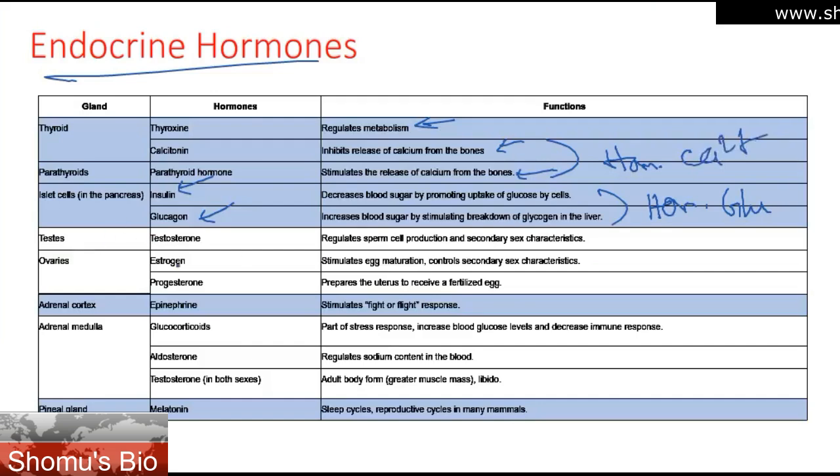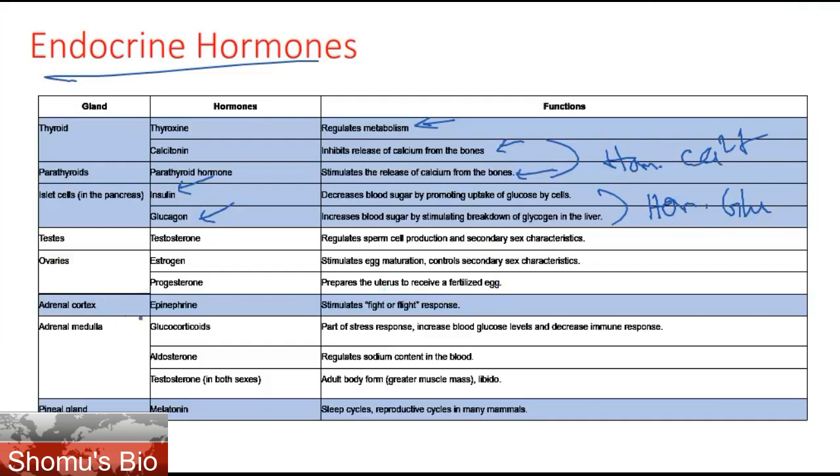Then the testis secretes testosterone, and the ovaries secrete both estrogen and progesterone. Testosterone regulates sperm cell production and secondary sexual characteristics, while in the ovaries, estrogen stimulates egg maturation and controls secondary sex characteristics. Progesterone prepares the uterus to receive a fertilized egg.